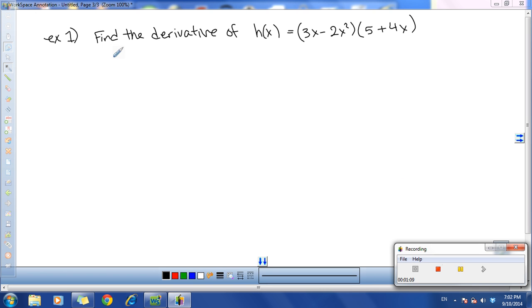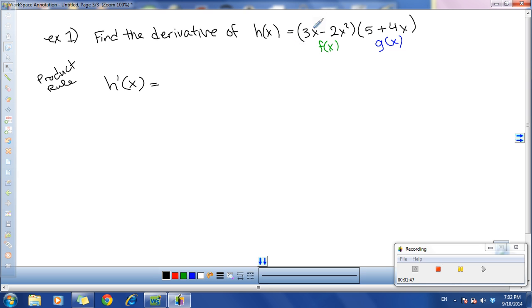So for example, if I were asked to find the derivative of the function h of x equals 3x minus 2x squared times the quantity 5 plus 4x, well, here's my first one, here's f of x, and the second factor that I'm multiplying, here's g of x. And in order for me to find this derivative, I need to follow the product rule. We take the first expression times the derivative of the second plus the second times the derivative of the first. That's the product rule.